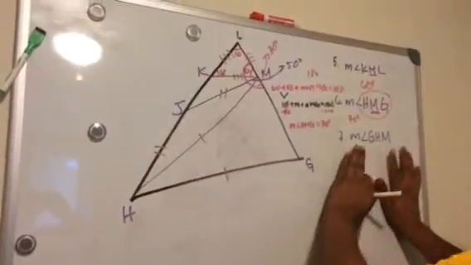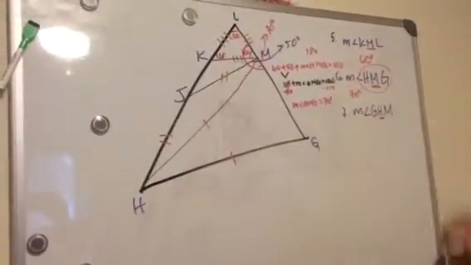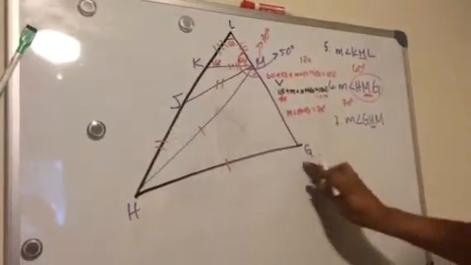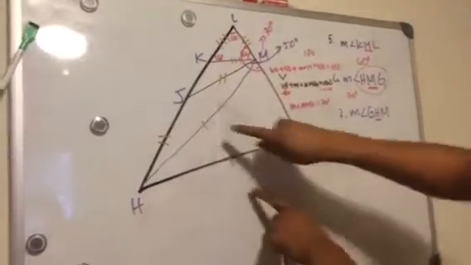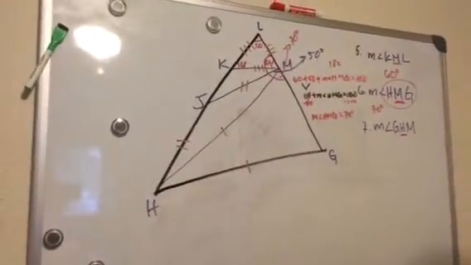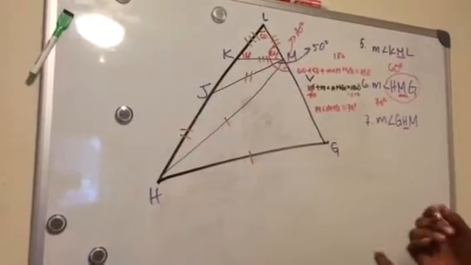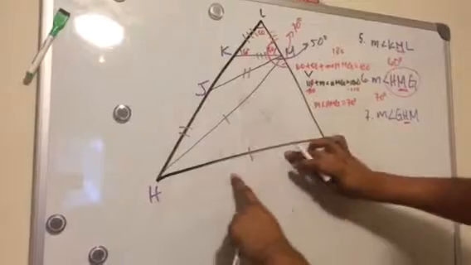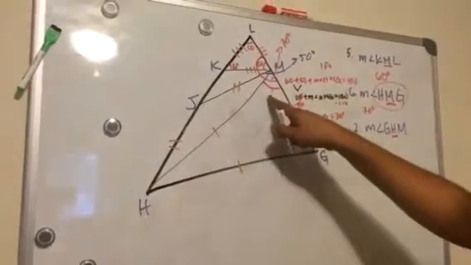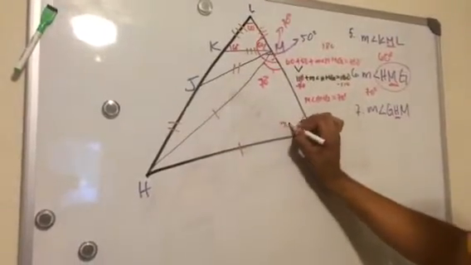Okay, let's now look at this. Measurement of GHM. They're asking us to identify what measurement this one is, angle H. So we're going to focus on this triangle, HMG. If I look at this triangle, I can see that this side of the triangle is equal to this side of the triangle. So this is an isosceles triangle. The theorem that we learned today, the isosceles triangle theorem, says that if two sides are congruent, the opposite angles are congruent as well. So we already know that this angle over here is 70 degrees, and now we know that this angle over here is 70 degrees.